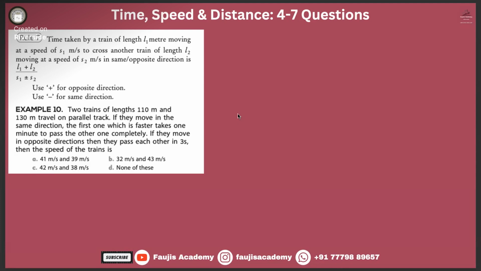Right. I'm not a very big fan of all these formulas, but let's just try and find out what they essentially mean by saying this. Two trains of length 100 meters, and let's say these are the two trains, are on the parallel track. Let's say it looks like this, isn't it? This one is 110 meters, this one is 130 meters.